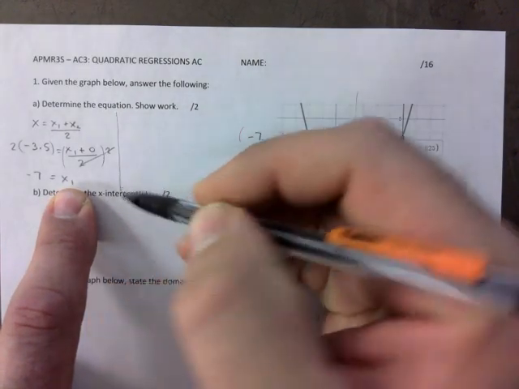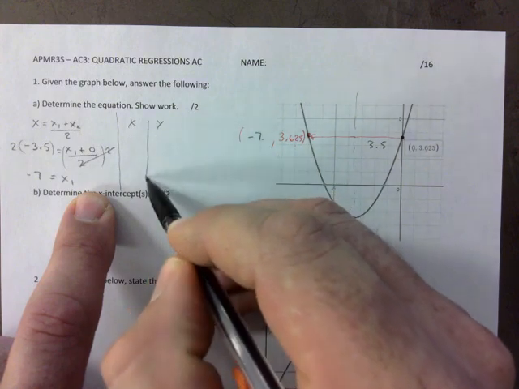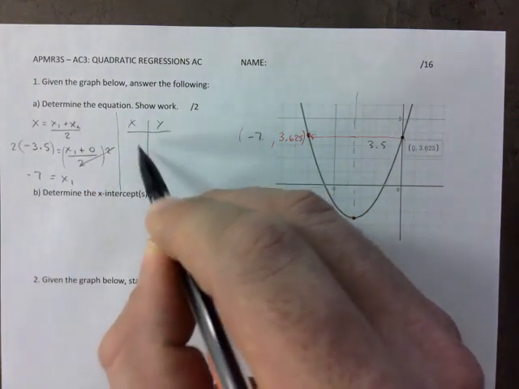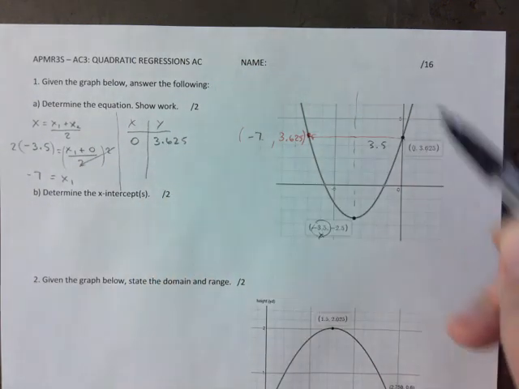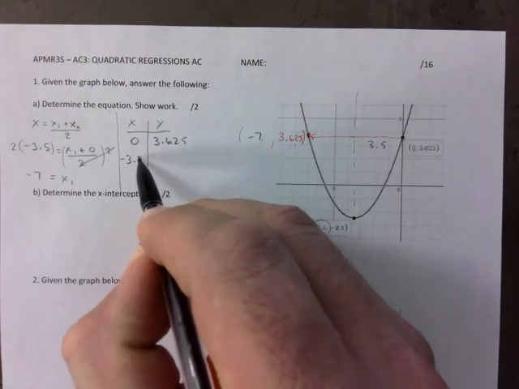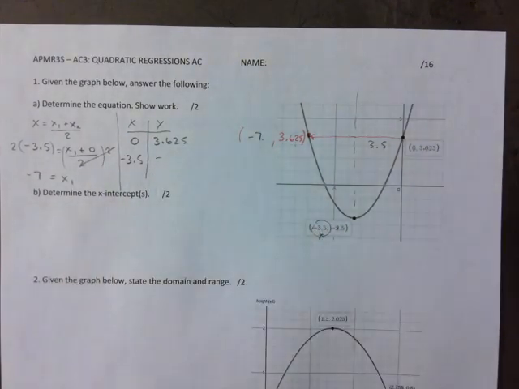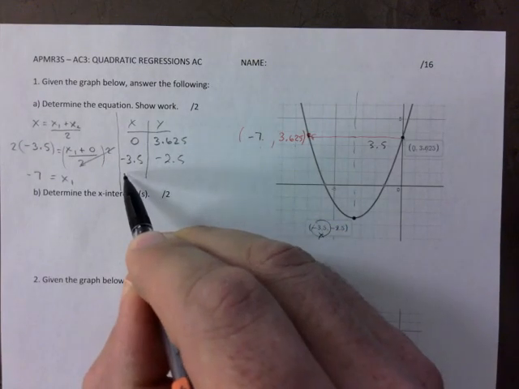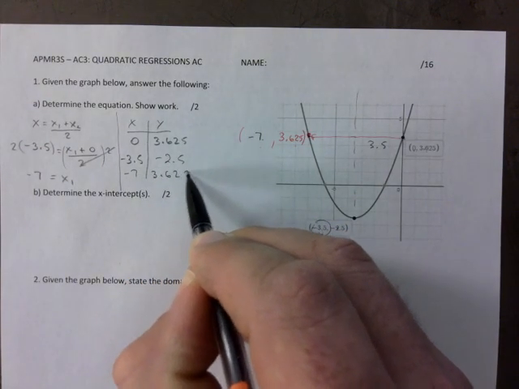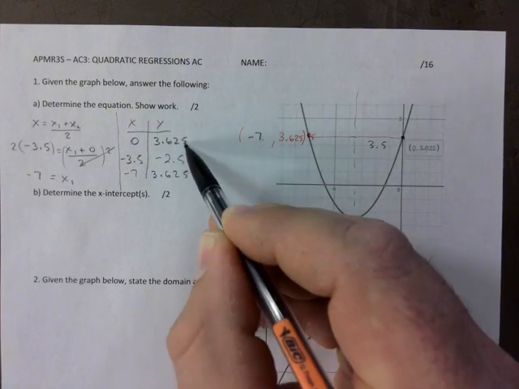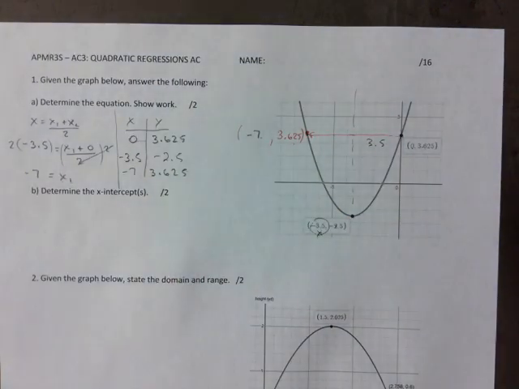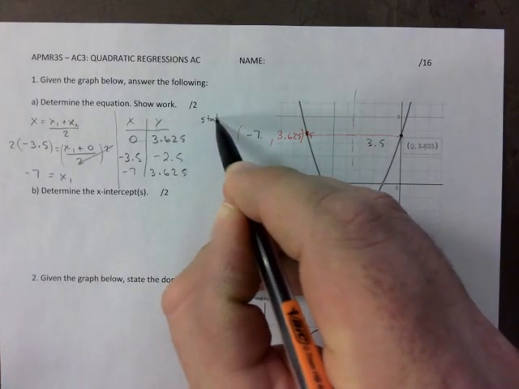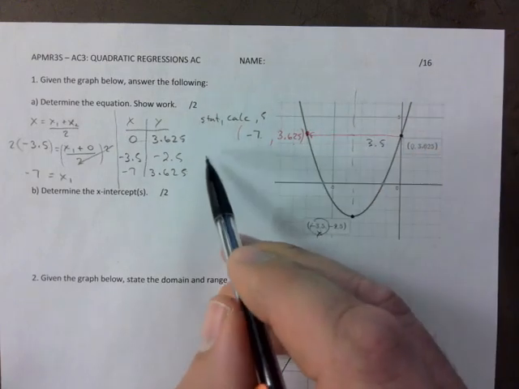I didn't give you a lot of room, I understand that, but I would like to see this. In any order: I'm going to go with this, then the next one, the vertex, which is negative 2.5, and then back to negative 7. You should notice that the y values are the same, meaning these 2 points are right across from each other, which is a good sign you're doing things right. Then you go stat, calc 5, and this is your equation.